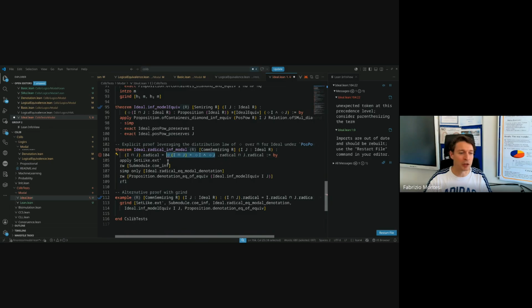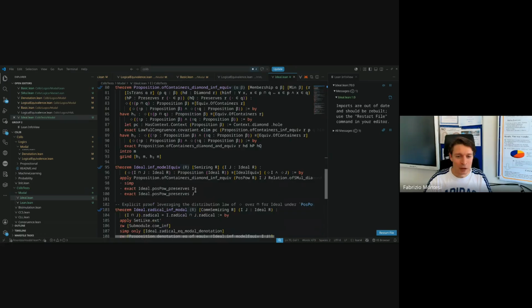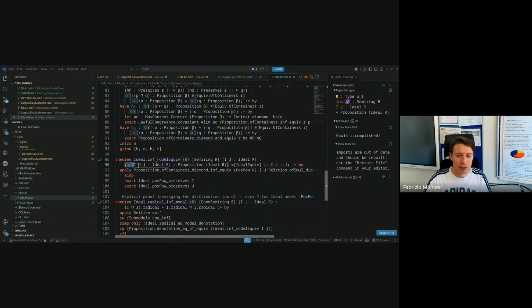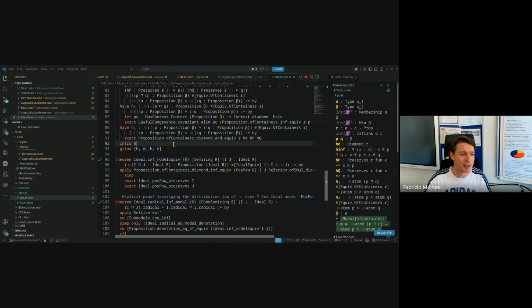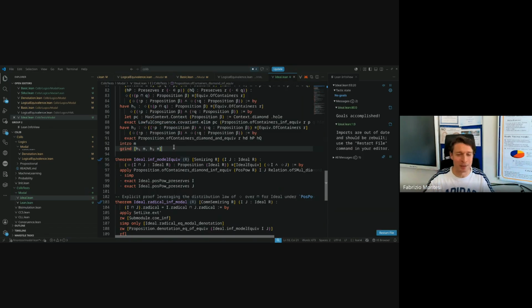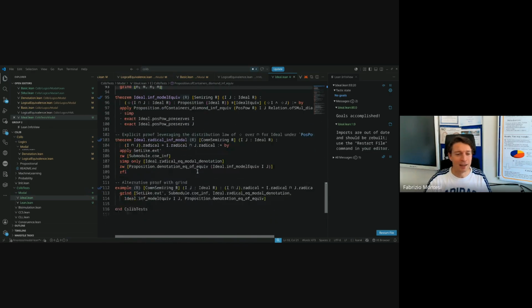So I do this, and now I just need to prove this formula, and I use logical equivalence. It's just a rewriting. Here I prove the equivalence. The equivalence has a diamond, so then I use congruence and logical equivalence. But I forget about the algebraic properties of ideals. And that's it. So we already have something that you can use to prove mathematical theorems using our formalization of modal logic.